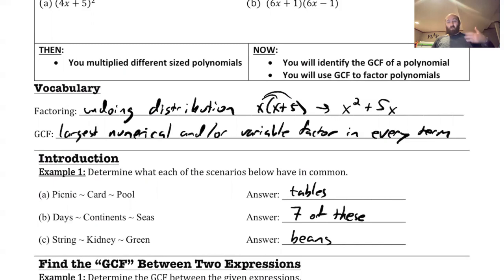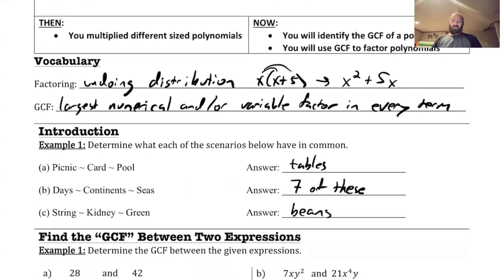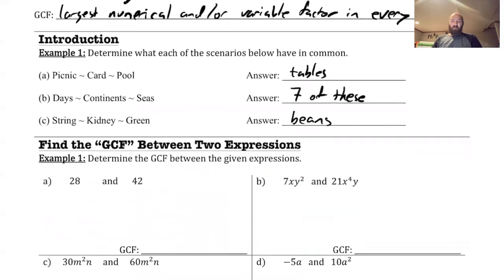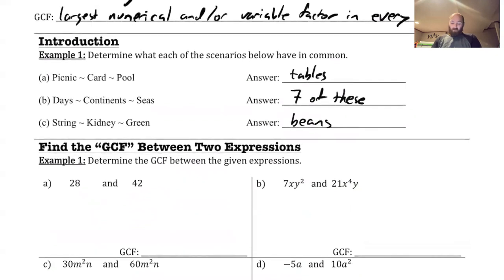So just thinking about what do they have in common? So let's see if we can tie that to this. Determine the GCF between the given expressions, 28 and 42. Again, this was one that you did in the past. For helping with these numbers, think about what factors there are for each of these.